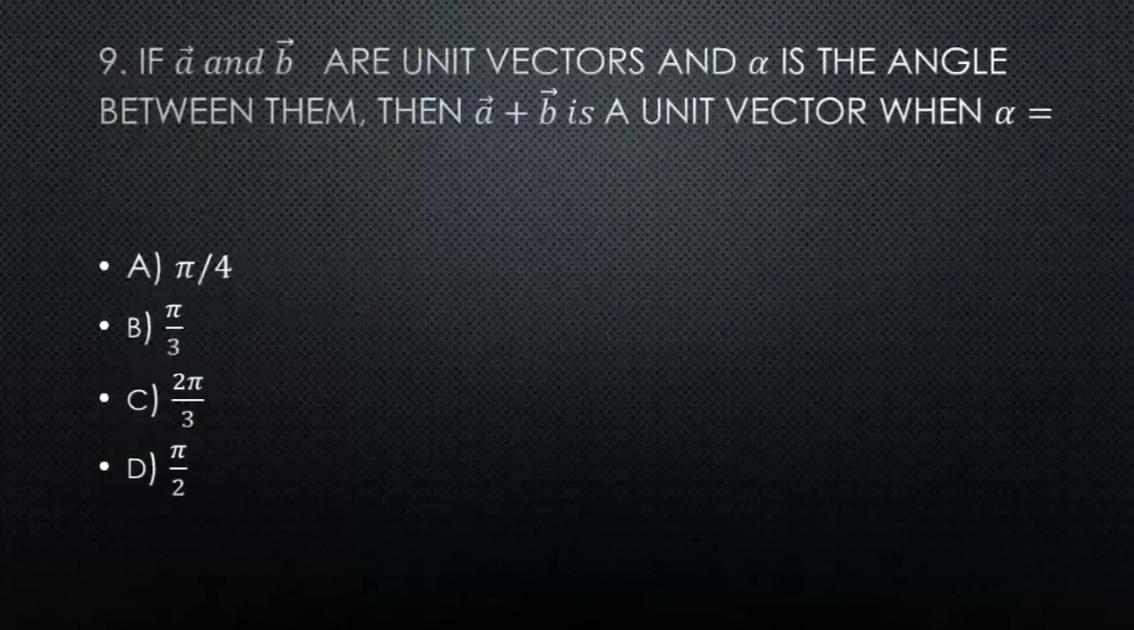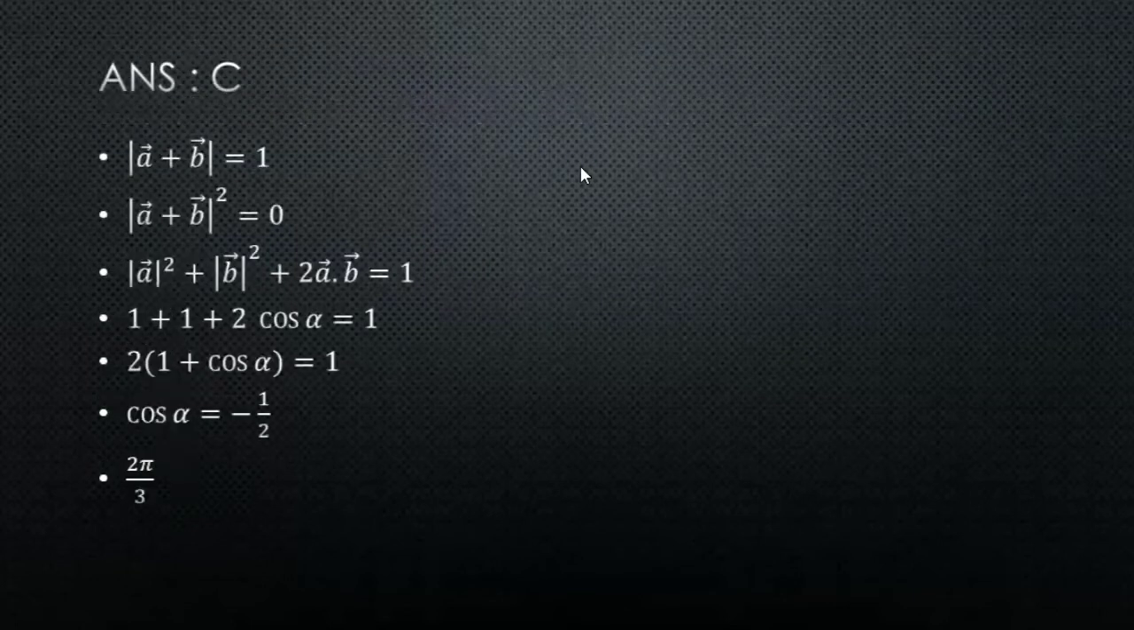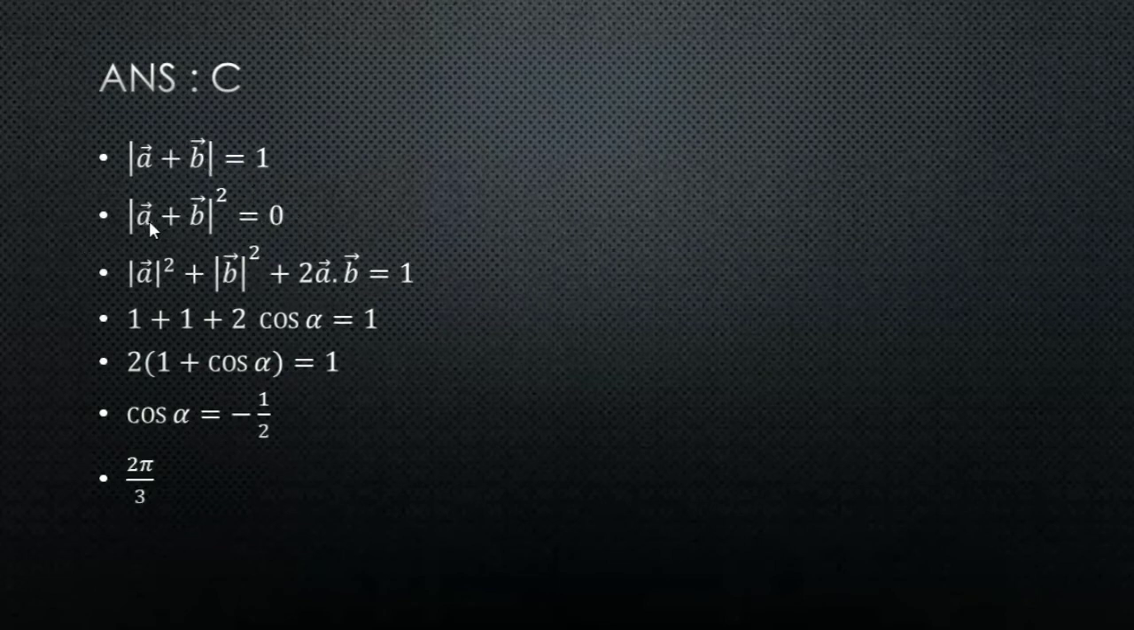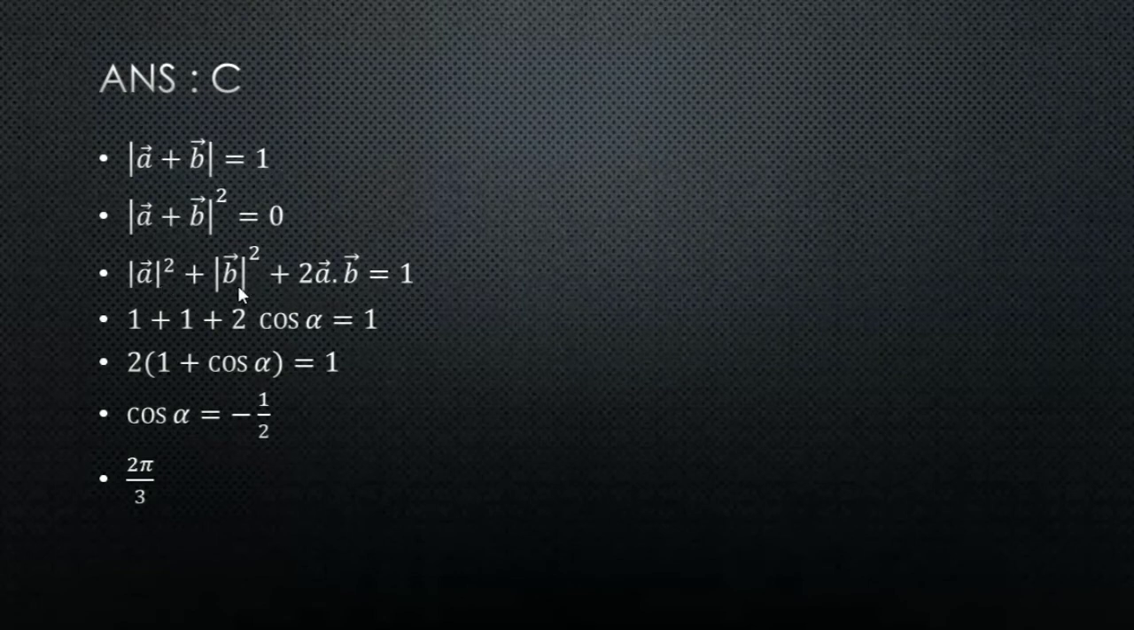See, it is given that we have to prove that this should be a unit vector. A unit vector is nothing but magnitude of A vector plus B vector should be equal to 1. Right? So we'll consider that magnitude of A vector plus B vector is equal to 1. If you square on both sides, magnitude of A vector plus B vector whole squared should be equal to 1. Now if you apply the formula, magnitude of A squared plus magnitude of B squared plus 2 A vector dot B vector will be equal to 1.